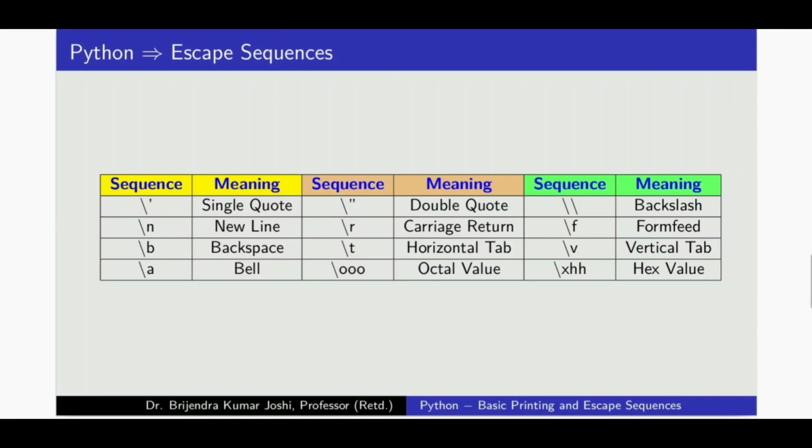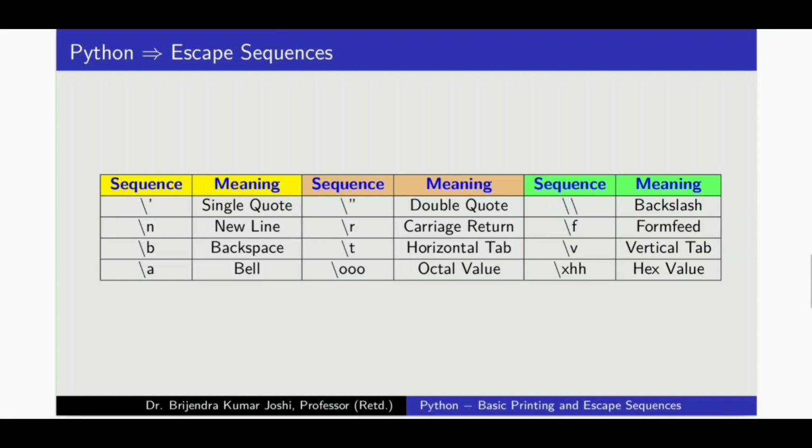If you want to print single quote, using single quotes or double quotes, use \single quote. Similarly for double quote. For backslash, if you want to print backslash, you have to type backslash twice within single quote or double quote, and it will print backslash. \n is new line character, as I have just told you. This \r is nothing but the carriage return.